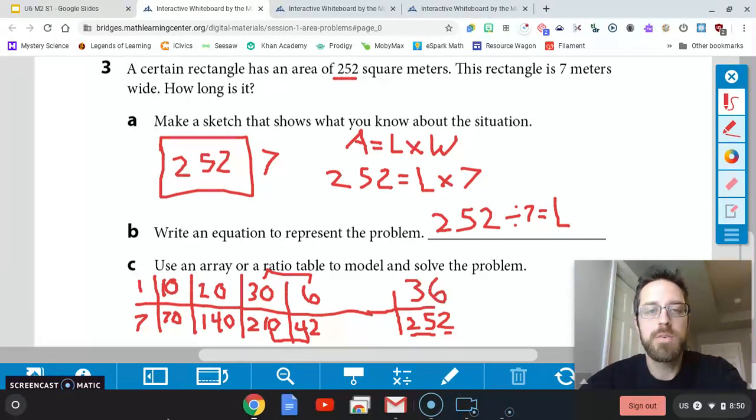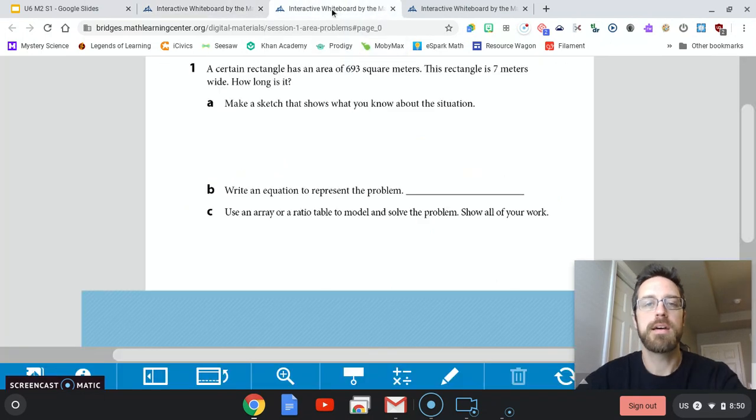So now let's go back to our question. How long is it? Well, it's 36 meters long, okay? All right, let's look at another problem.